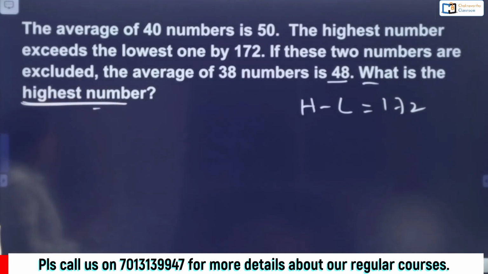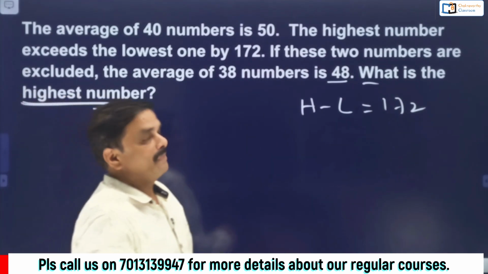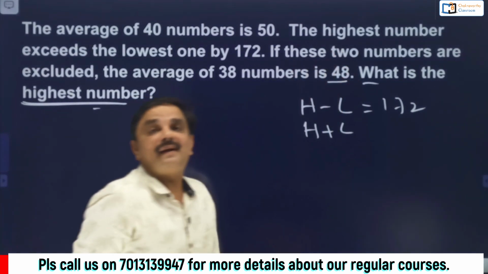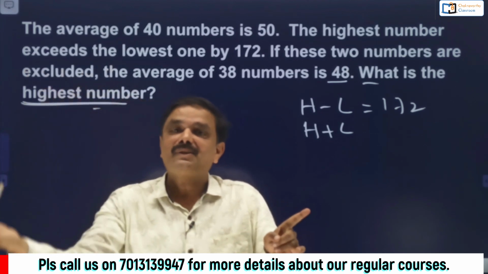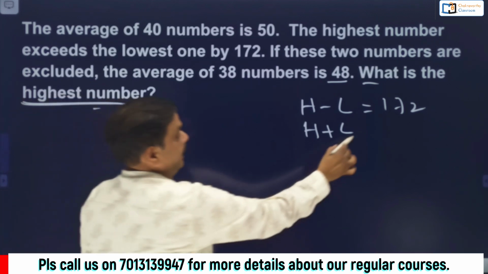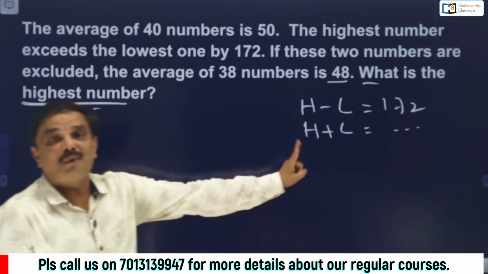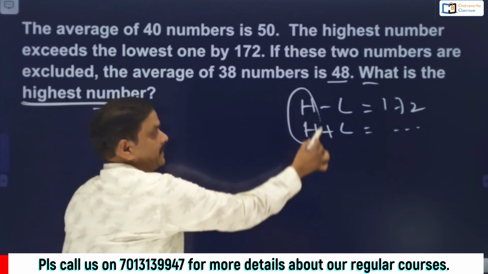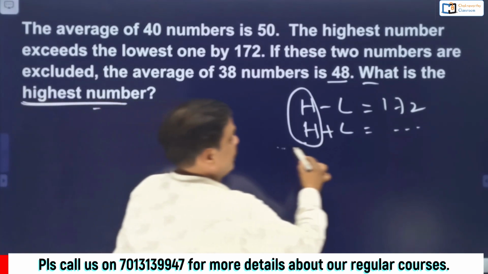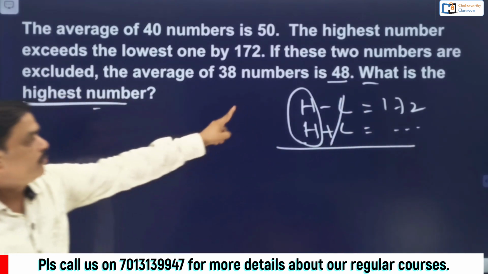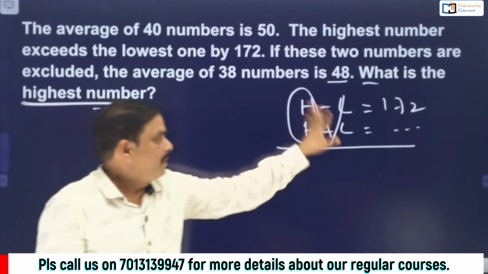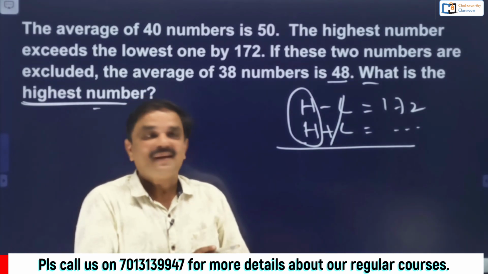One of the ways to find the highest number is if you can find highest plus lowest from the given data. They have given highest minus lowest. If you somehow find the sum of the highest and lowest numbers, you can easily find the highest number by comparing the two equations. If you add these two equations, the lowest will be cancelled. 2 times highest is equal to 172 plus the figure, that is the sum of the highest and lowest numbers. Easily you can find it. This is one of the ways.